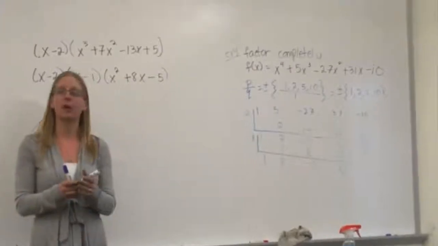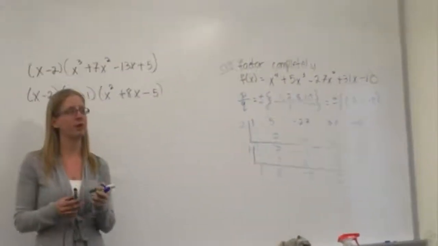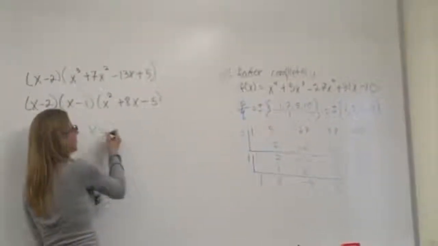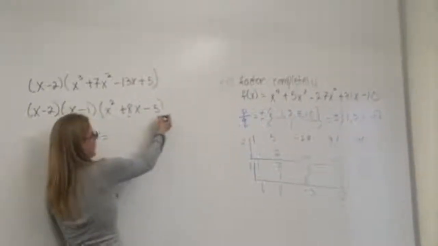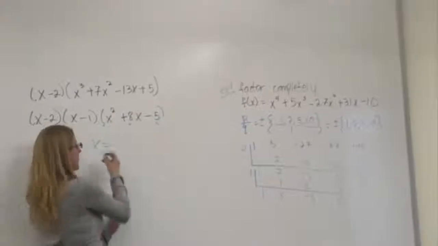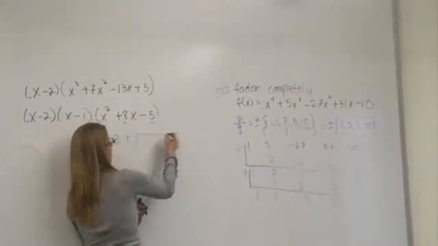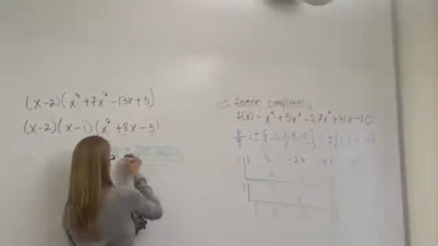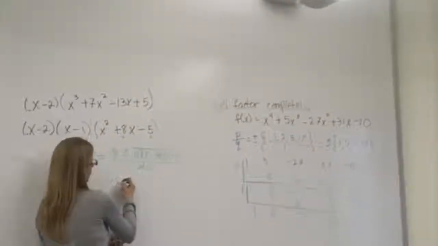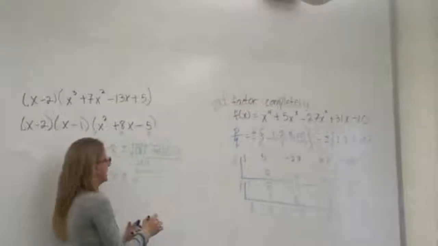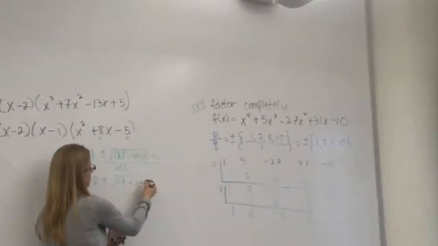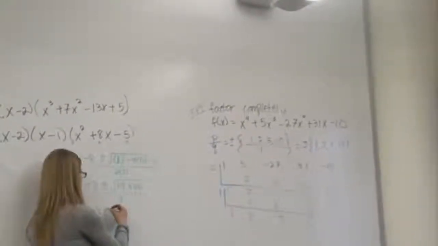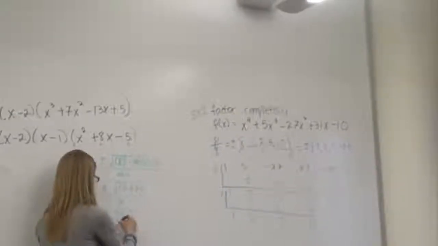So we have to now do the quadratic formula. Remember when it didn't factor yet? So now for this one, I'm going to do the quadratic formula. A, B, C. X equals negative B plus or minus the square root of B squared minus 4AC all over 2A. So negative 8 plus or minus the square root of 8 squared, which is 64, plus 20, 84. Negative 8 plus or minus the square root of 84 over 2.